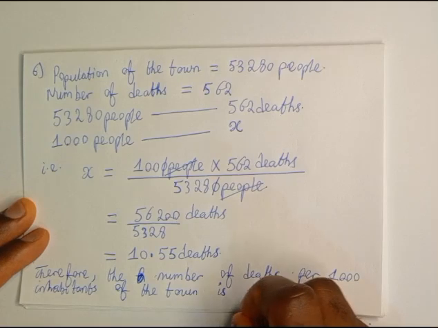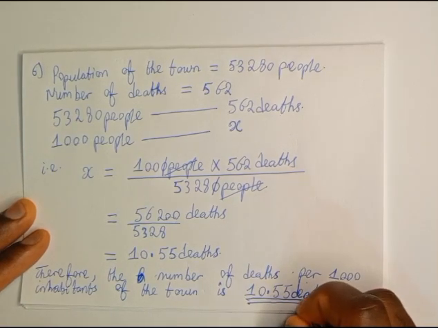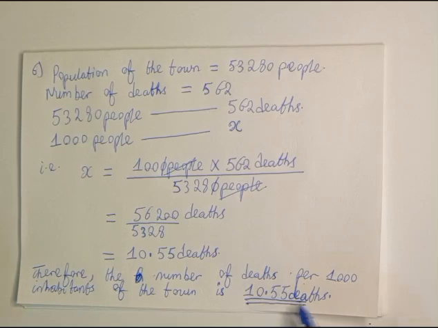We underline the answer. The 10.55 deaths can be given as a rate by stating it as 10.55 deaths per 1,000 inhabitants. We are done with the exercise for application and rates.